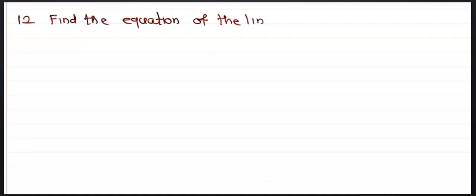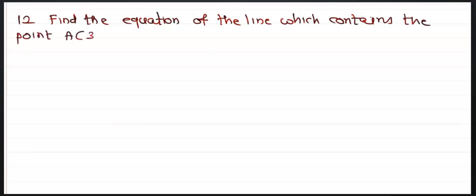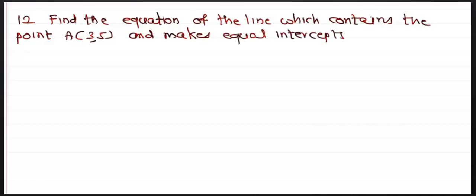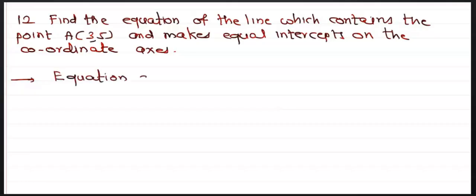Now the next question, question number 12. Find the equation of the line which contains the point A(3, 5) and makes equal intercept on the coordinate axis.